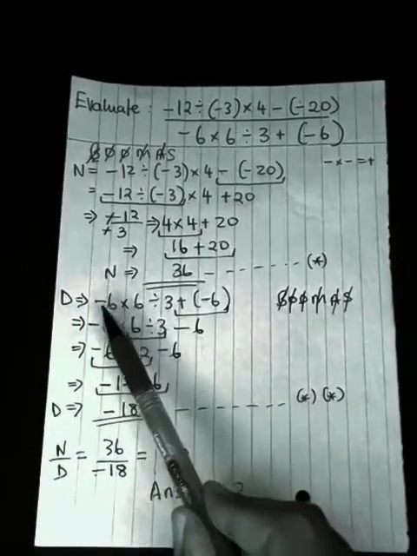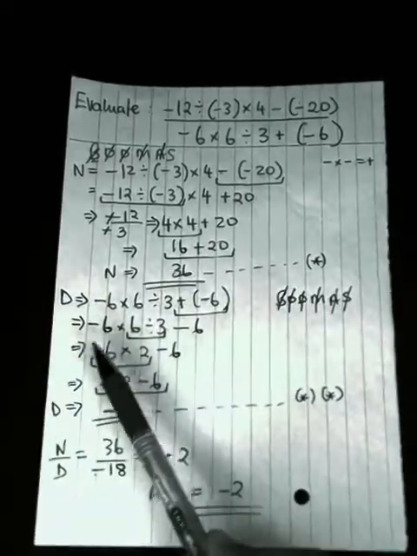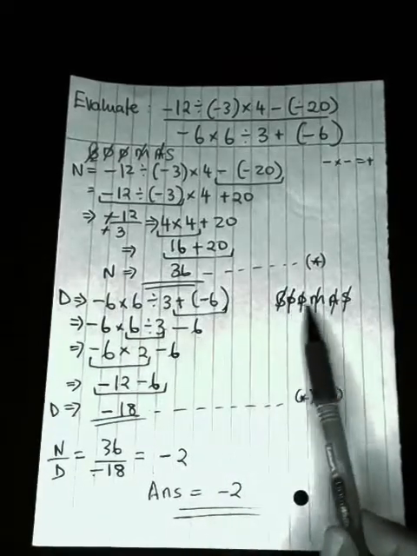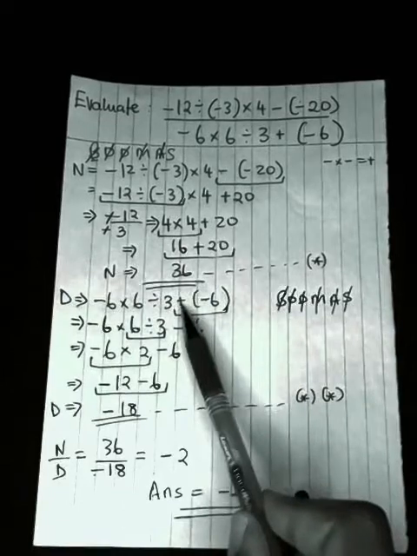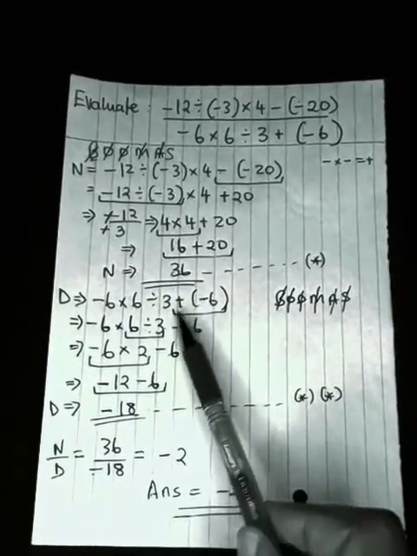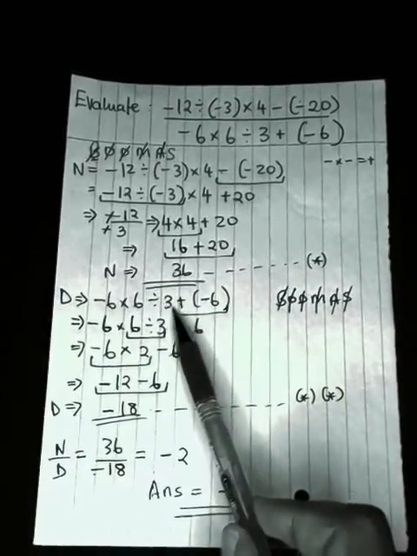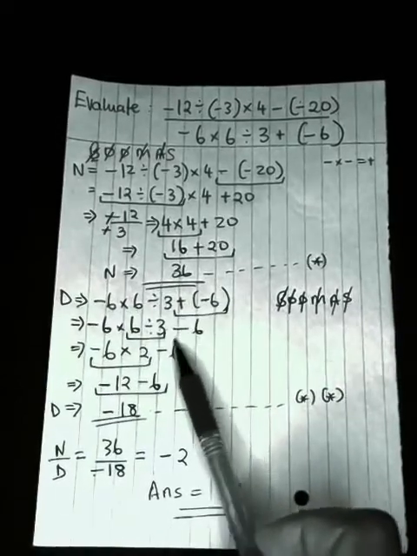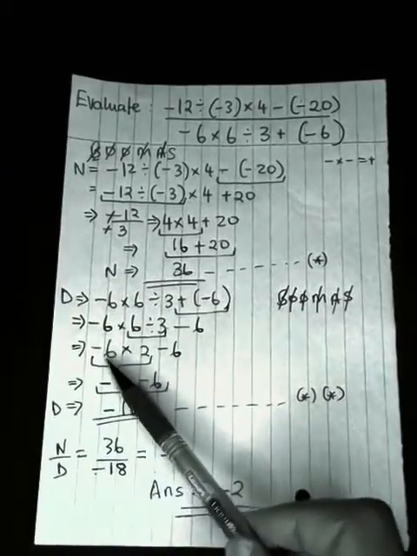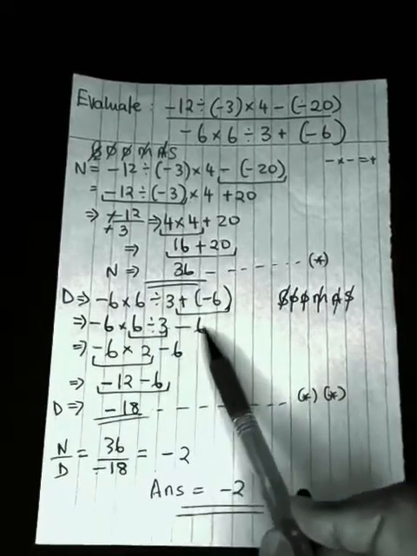It will give you 36 as the value of our numerator. Then you go to the denominator, negative 6 times 6 divided by 3 plus minus 6, close the bracket. When you apply the concept of BODMAS, first of all, you deal with the brackets. You can see there's a different sign outside the bracket and inside the bracket. You take care of that by identifying that positive sign times negative sign is negative sign. You write it negative 6. Then the rest of the numbers, you rewrite them as they were. Minus 6 times 6 divided by 3 minus 6.